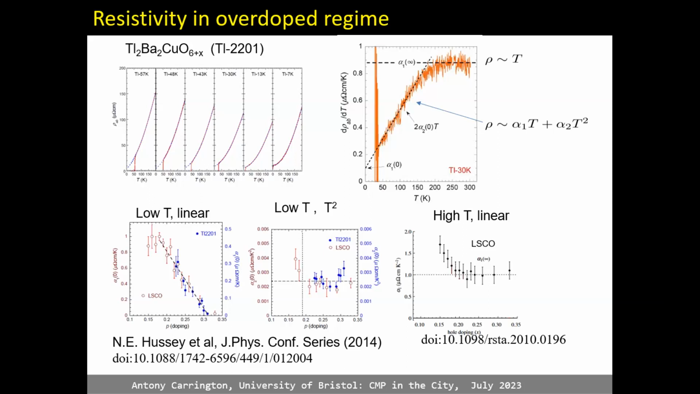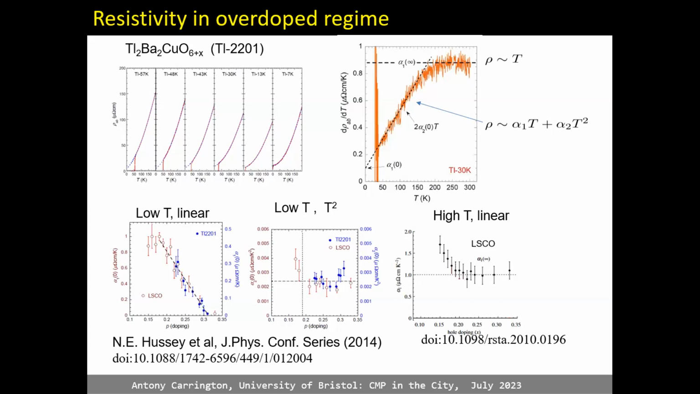So this is the derivative of one of these curves for this overdoped compound thallium-2201 with a TC of around 30 Kelvin. If you take the derivative, what you see is a linear part, but it has a finite intercept. And then this saturates at high temperature. So what that shows you is actually that there's two regimes. There's a high temperature linear regime. Then there's a region where it goes like T plus T squared.